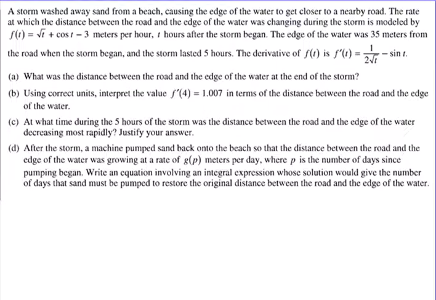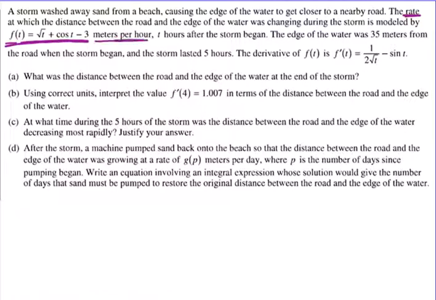Okay, final accumulation problem here before you take a quiz on one of similar context. This time we're talking about a storm that's washing away sand from a beach, and that causes the edge of the water to get closer to a road. So as I'm reading this problem, let's look at the important stuff. I see, first of all, the word rate, at which the distance between the road and the edge of the water is modeled by this function.